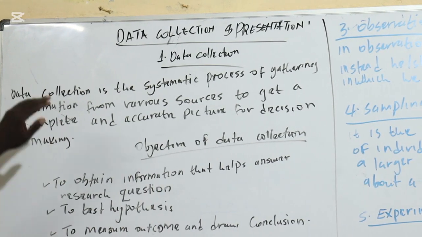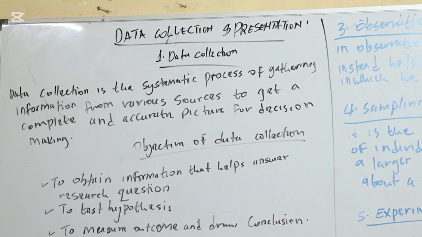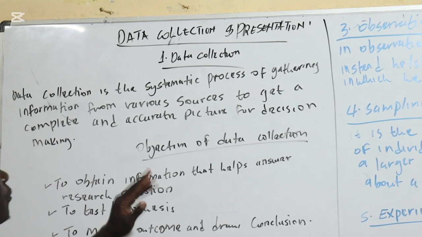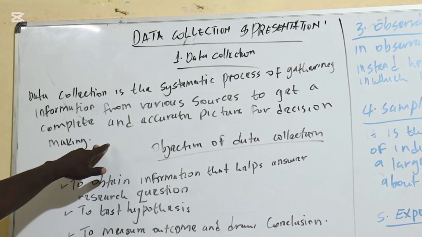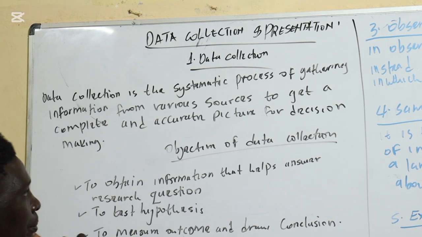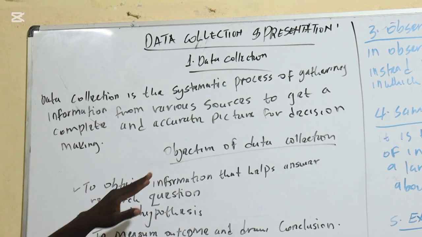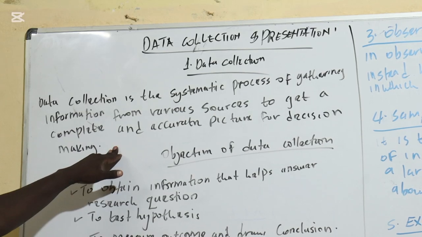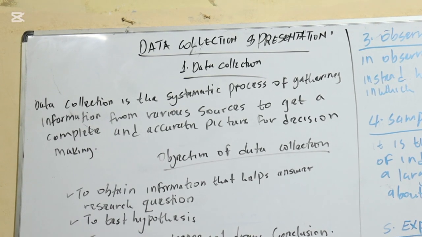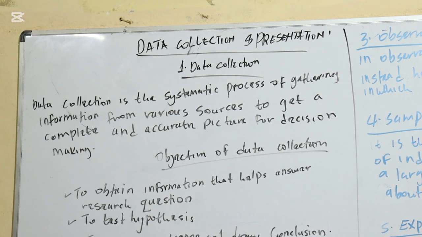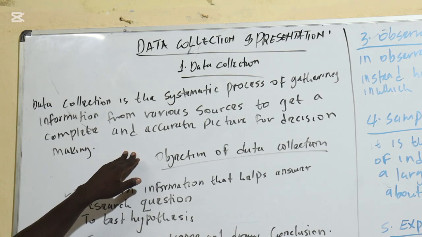So data collection is the systematic process of gathering information from various sources to get a complete and accurate picture for decision making. Underline complete and accurate picture for decision making, or for research, or for a study. The collection of data can be done for various reasons or various purposes.